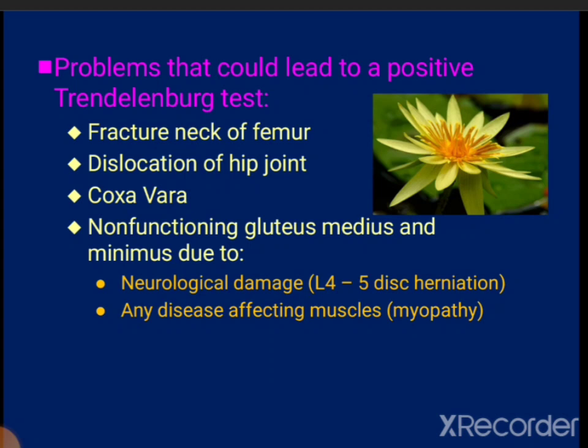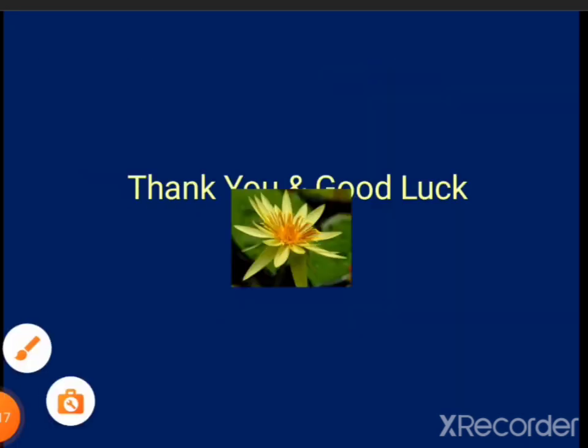The problems that could lead to a positive Trendelenburg test are fracture of the neck of femur, dislocation of the hip joint, coxa vara, non-functioning of the gluteus medius and minimus due to neurological damage, and any disease which is affecting the muscle, that is any myopathy. So this completes our topic, the gluteal region.